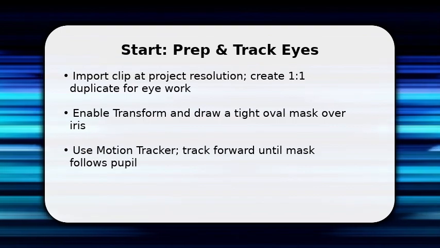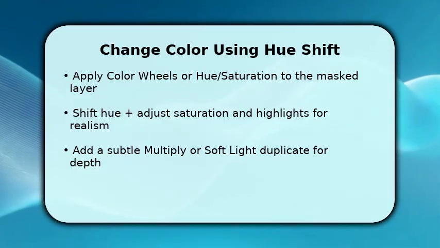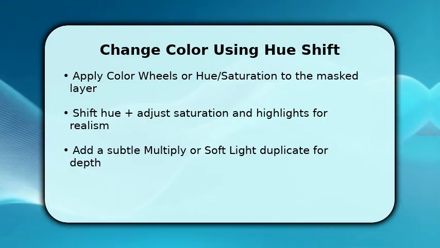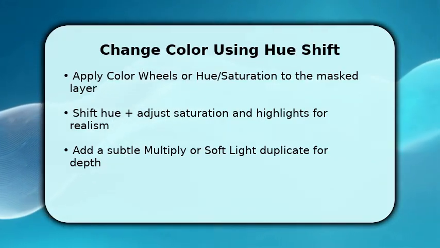Once the mask reliably follows the iris, apply a hue/saturation or color wheels effect only to the mask track. You want to shift hue to the target color, then reduce saturation slightly so it reads natural. Increase highlights and midtone contrast to preserve the eye's sparkle. Make sure to toggle the mask's feather and expansion to blend edges.